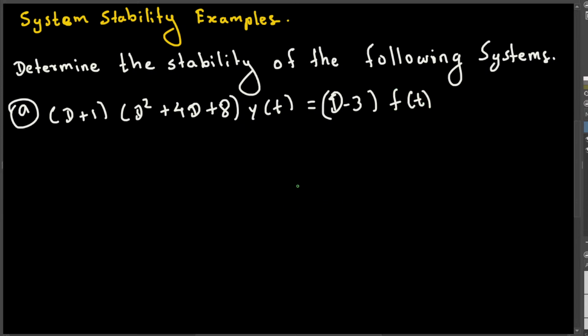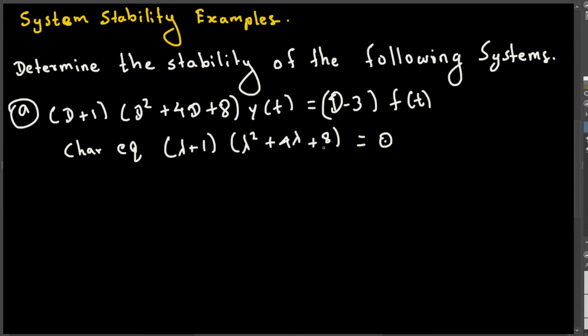So in order to find out the system stability, first we have to write this term, (D + 1)(D² + 4D + 8), as a characteristic equation. Here we use lambda instead of D. This is (λ + 1)(λ² + 4λ + 8). We equate that to 0 and find the roots. From this we can directly find the first root, that is λ is equal to minus 1. And here we have two roots.